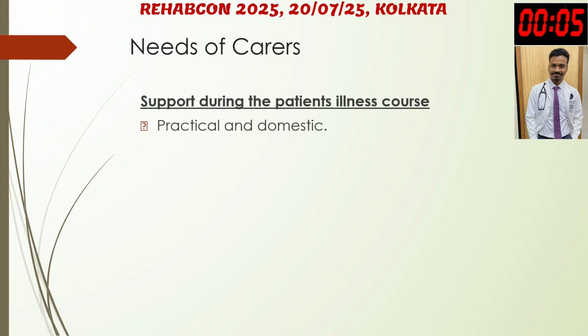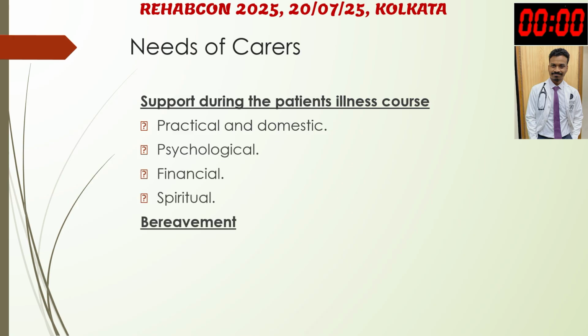It can also be practical and domestic help, because the caregiver has already invested their whole time in taking care of the patient. So practical and domestic help might be useful. Psychological, financial and spiritual help can help the patient and caregiver. And after the death of the patient, we can provide bereavement care to the patient's caregiver, so that they can come back to normal life, because their whole time was earlier invested in the care of the patient. Now the patient is gone, and the whole time they would just think about the traumatic experience that they have gained over time in caring for the patient. So we have to provide bereavement care so that the patient's caregiver can come back to normal life.